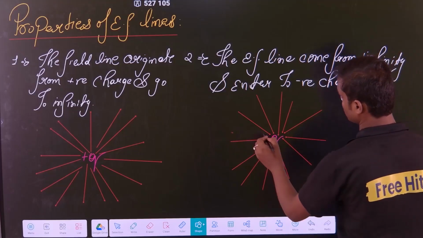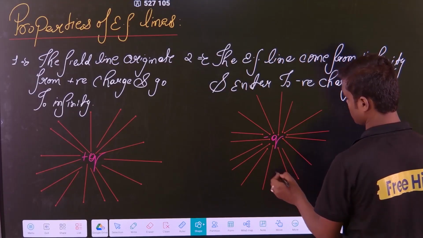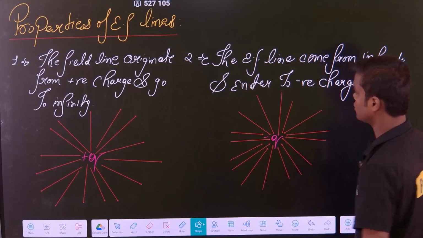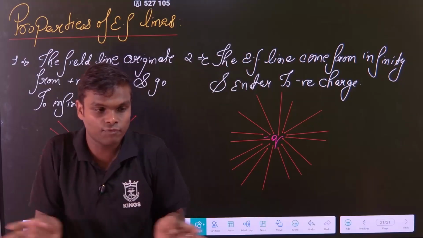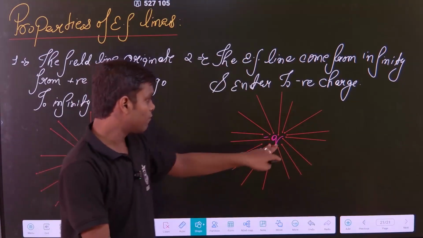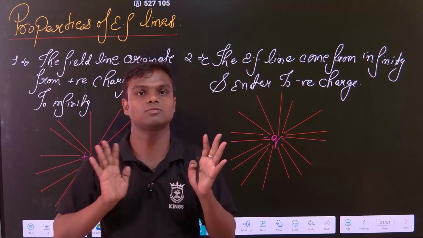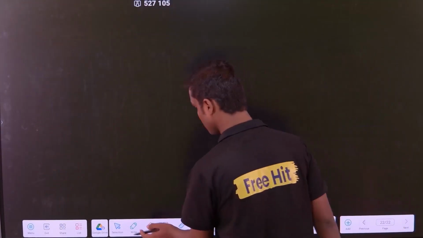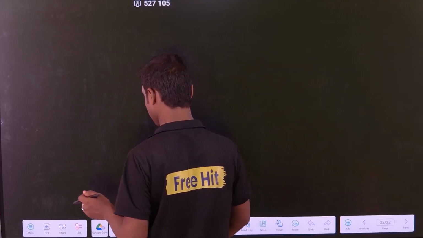Clear? I can draw something like this. So from infinity, for a positive charge particle, the field lines originate from the positive charge and go to infinity, and for a negative charge particle, the field lines come from infinity and enter inside the negative charge. Clear? That is the first two properties. Third property, I think so.